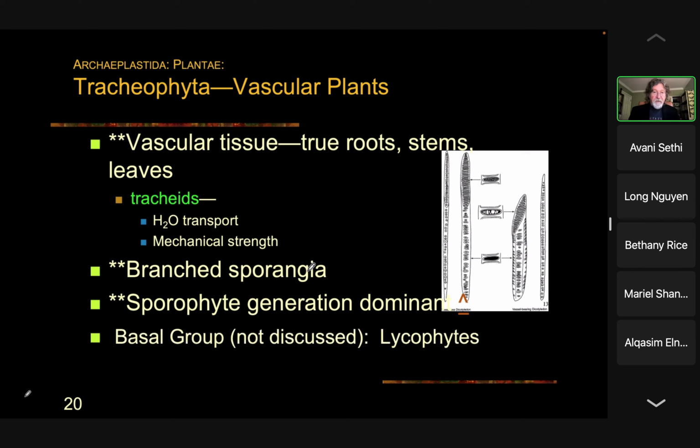All right, now there's one group here that I'm not going to talk about, but it's mentioned in your textbook, the lycophytes.